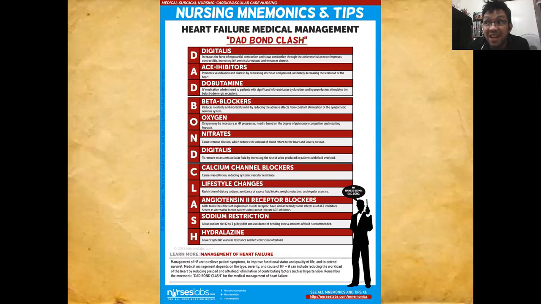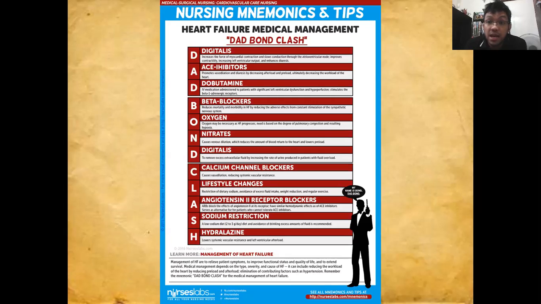Dobutamine, which is an example of a sympathomimetic. When we say sympathomimetic, again, it mimics the sympathetic nervous system activation. So this is an IV medication administered to patients with significant left ventricular dysfunction and hypoperfusion, which stimulates the beta-1 adrenergic receptors. Beta blockers are given.